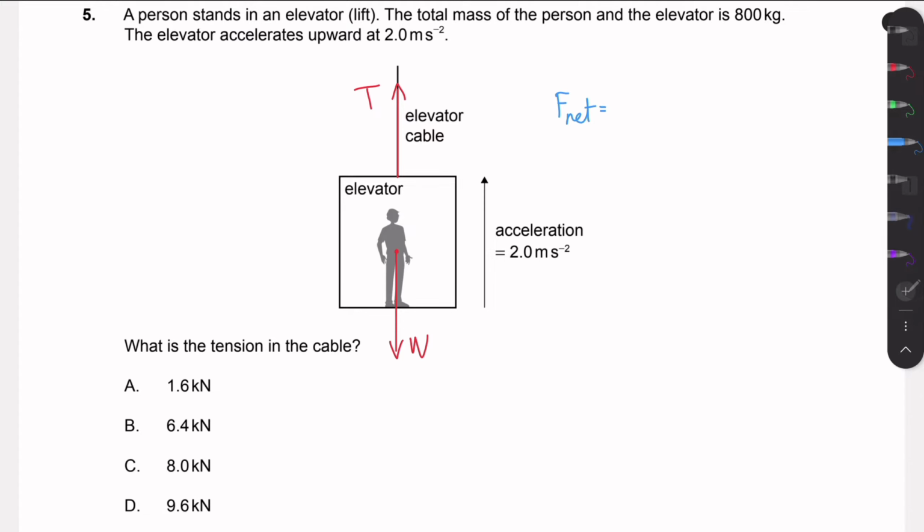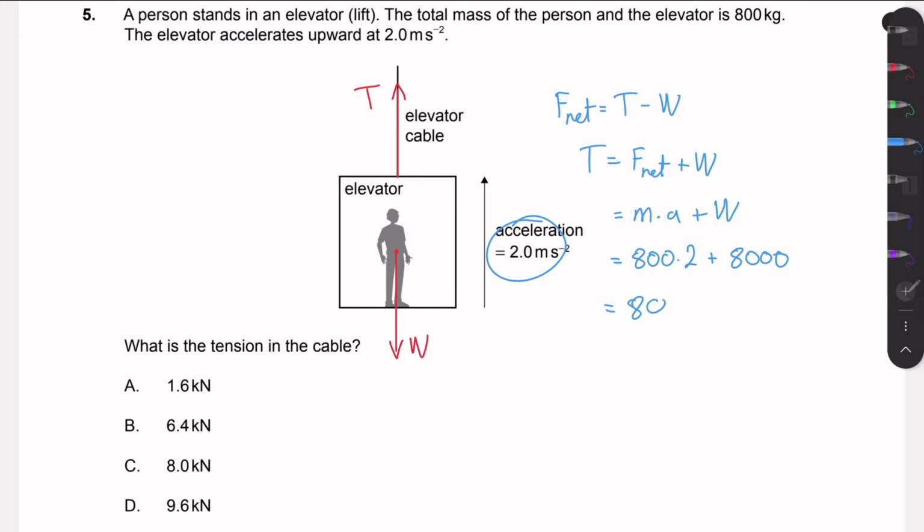And well, the tension is pointing upwards, and we have an acceleration upwards, which means that the tension must be larger than the weight. So if we want a positive net force, we should do tension minus the weight. And we want to calculate the tension, so that will just be F net plus W. Well, F net from Newton's second law, we know is just m times the acceleration of the whole system. Then we add the weight, mass is 800, acceleration is 2. Then we add the weight, which is 8,000. So that's 8,000 plus 1,600, which is D.